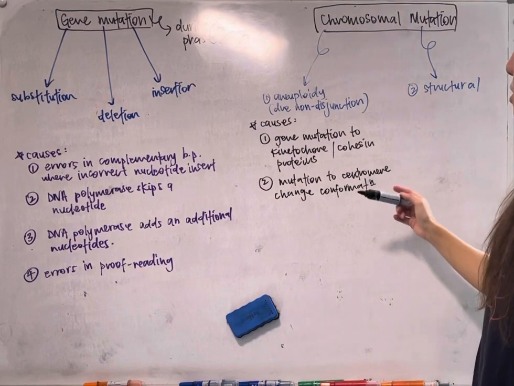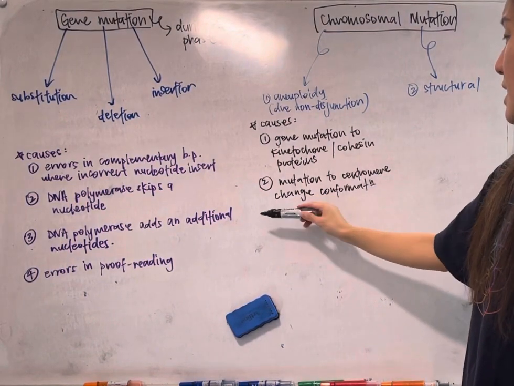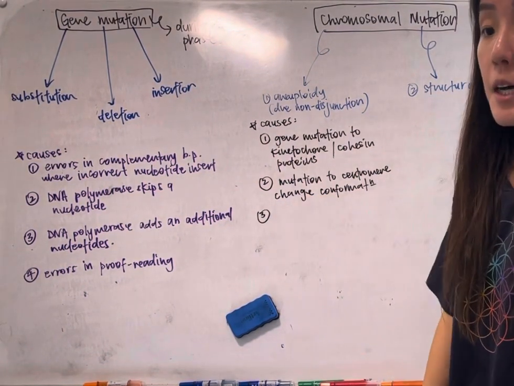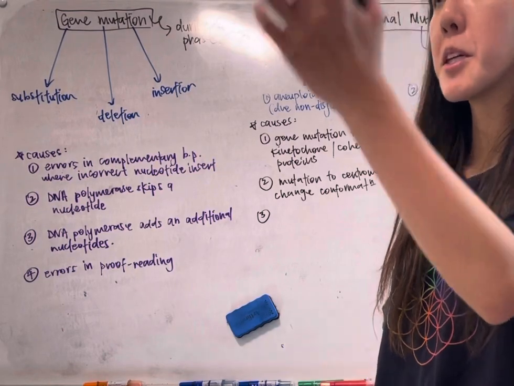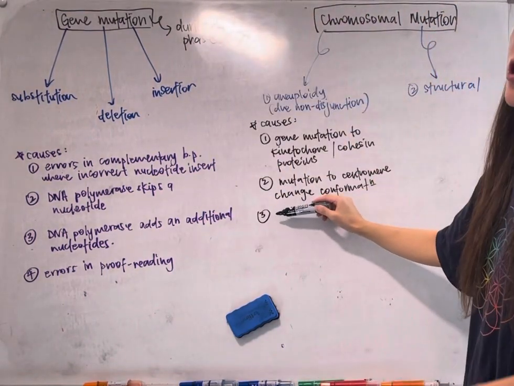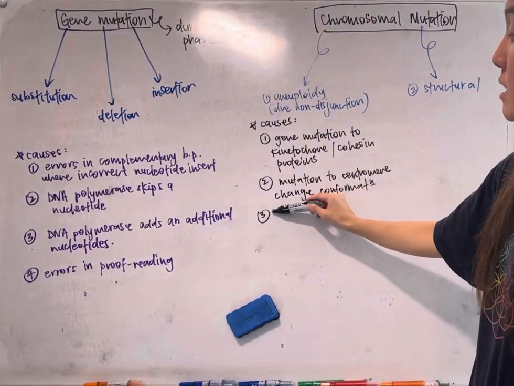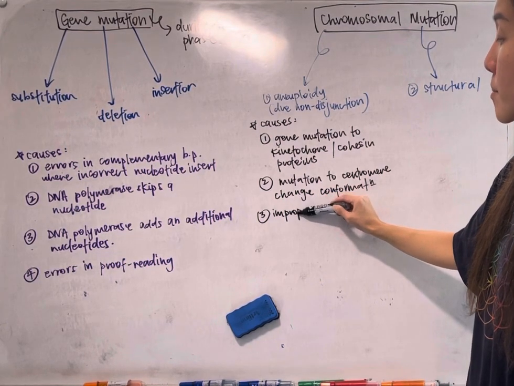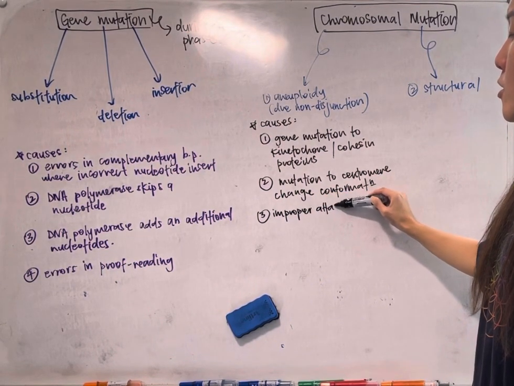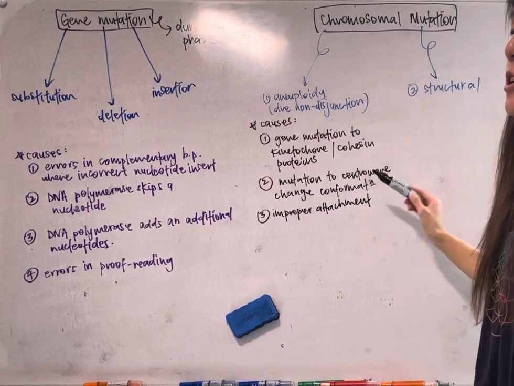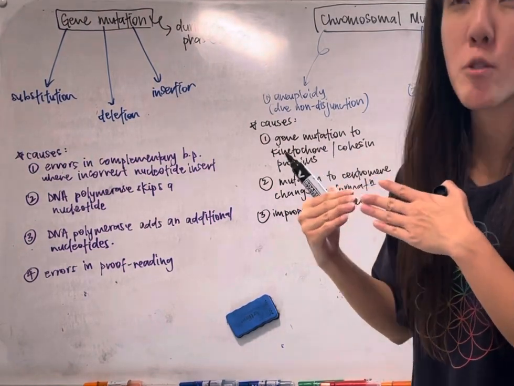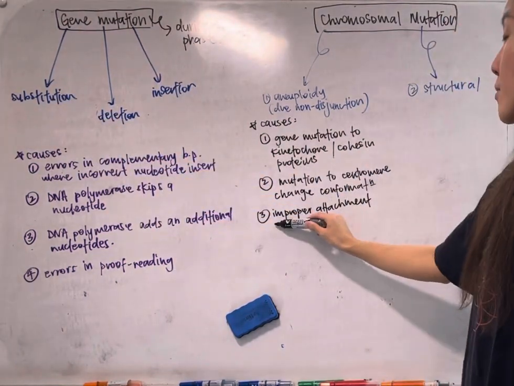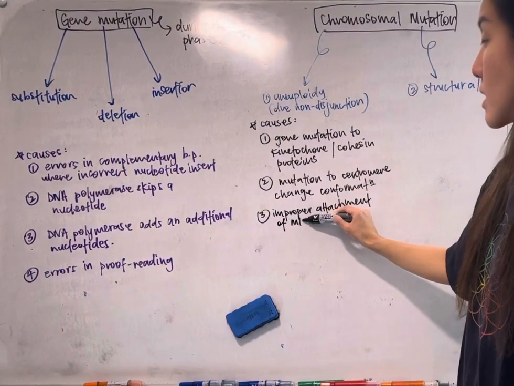Okay, so next one, what else? For example, what can we also have? Maybe microtubules usually must attach to the kinetochore, right? What if we have improper attachment? So I'm giving you all some points to ponder because I want you to make sure that sometimes you can think beyond. Okay, improper attachment of microtubules to the kinetochore.